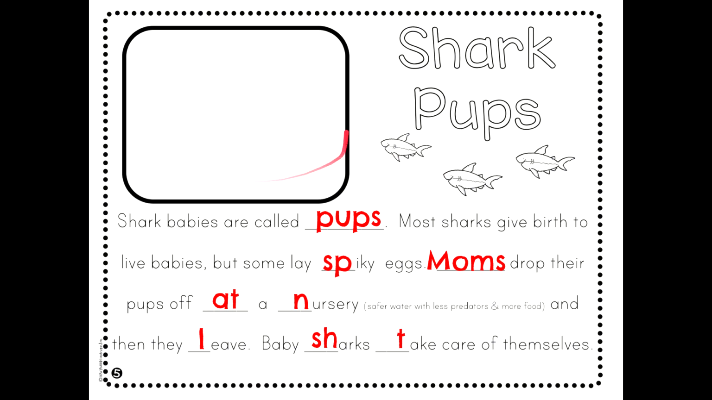In our picture up at the top, let's draw a picture of a mama shark dropping off a baby shark near lots of food and safe water. And we maybe also can draw a picture of a spiky egg, because that's what some shark eggs look like. They're spiky. Go ahead and pause the video, finish up that picture. When you're all done, you can color your picture and your page with detail.